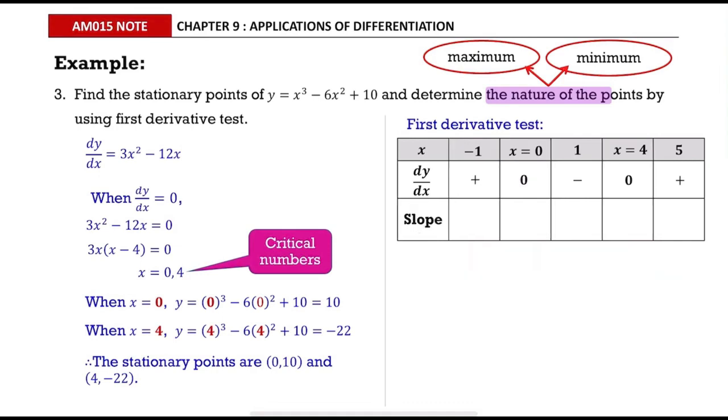For the slope, we draw the line based on the sign of dy/dx. The first one is increasing, horizontal, decreasing, horizontal, and increasing again. From here, we can conclude that (0, 10) is a maximum point and (4, negative 22) is a minimum point.